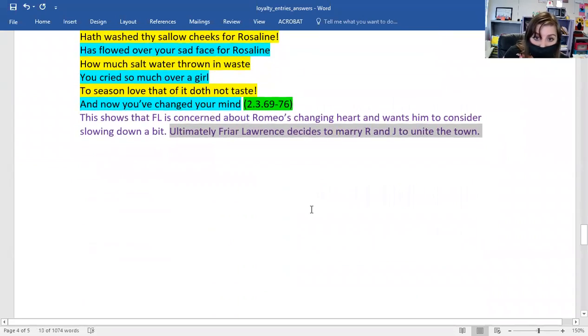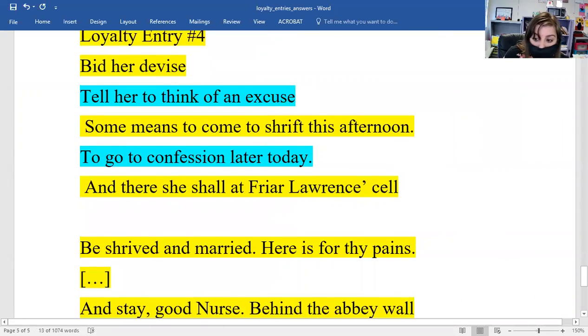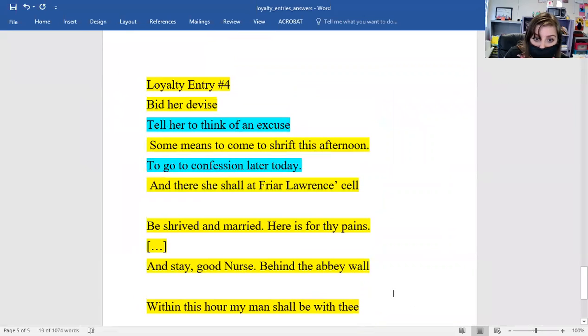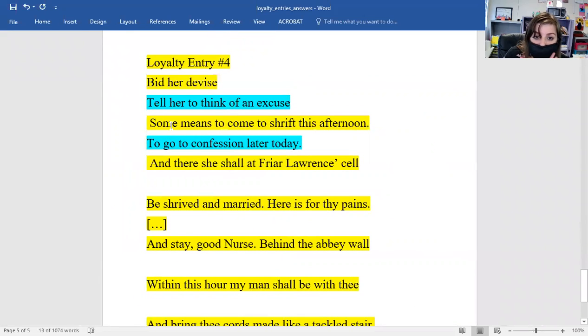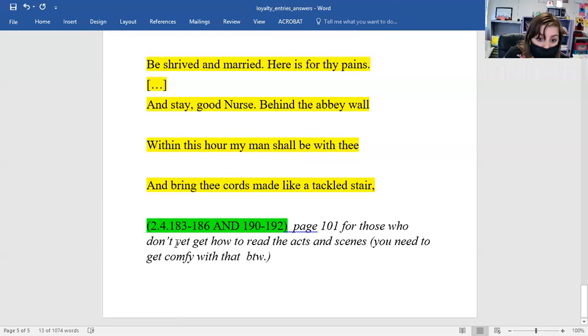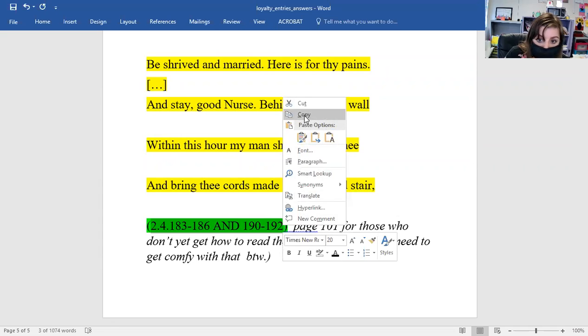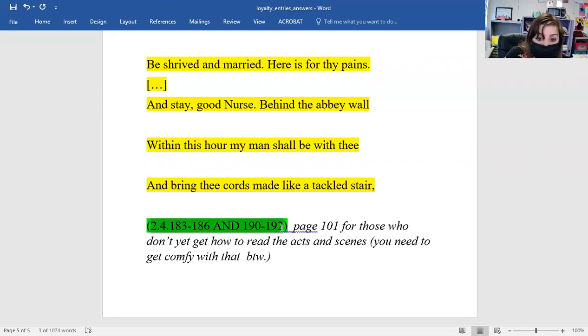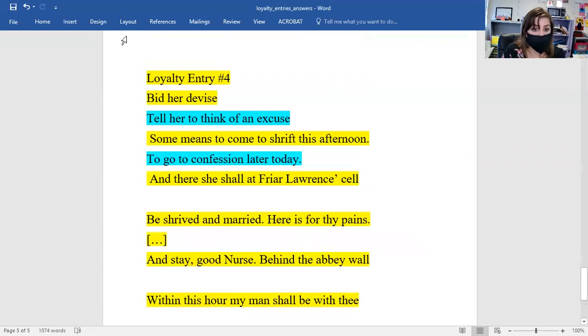While I have this recording though, I will tell you the fourth entry that your homework is going to be. Have that all ready to go. Your fourth entry will be from 2.4, lines 183 to 186, and lines 190 to 192. I'll put that in the chat. Today, I'm going to lecture on those lines. We're going to watch a little bit, and then I'm going to read these lines and the next scene together with you guys. And then this will be your homework. So you won't know exactly what this is yet, but this is what your homework is.